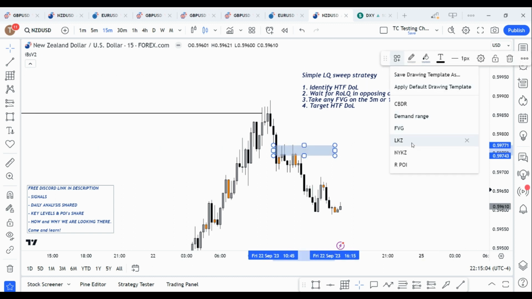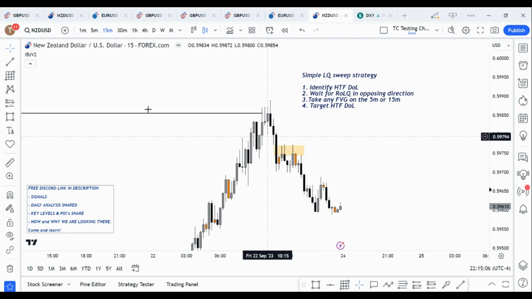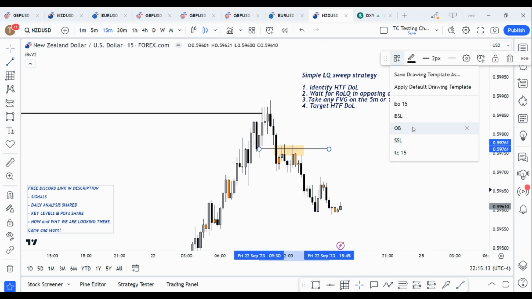So we have a 15-minute fair value gap here, and we also have our 15M order block here. Why am I selecting this level?